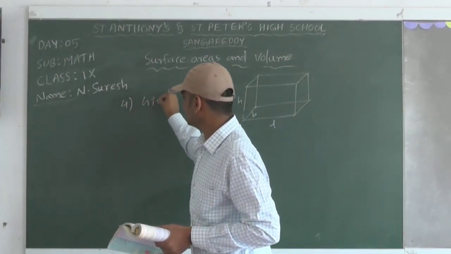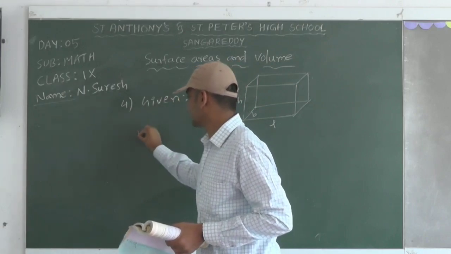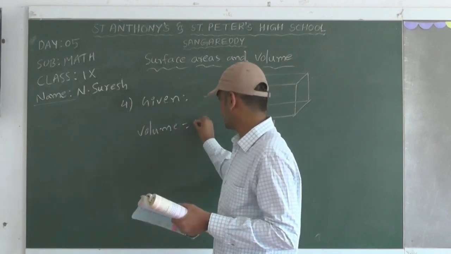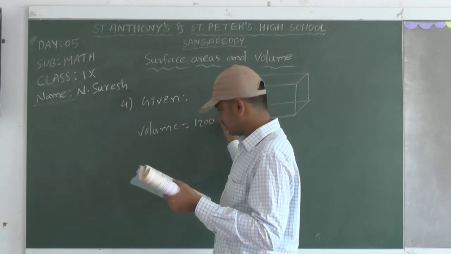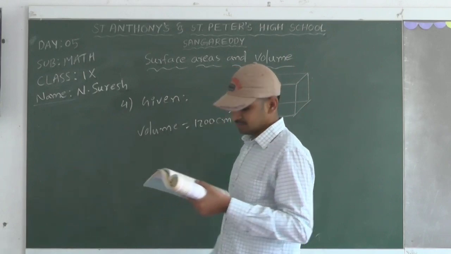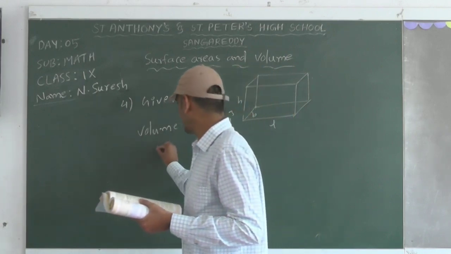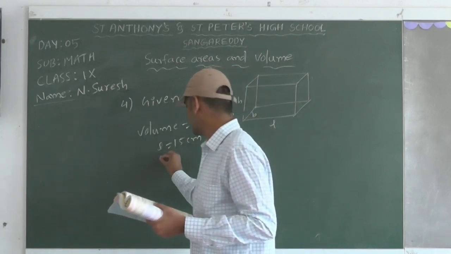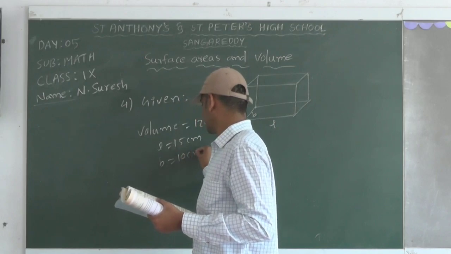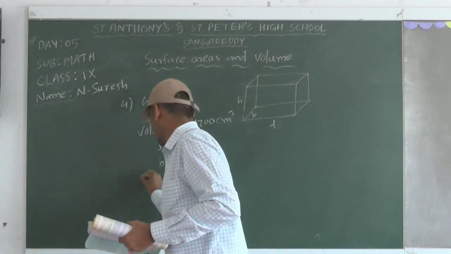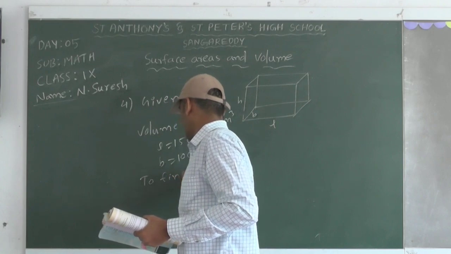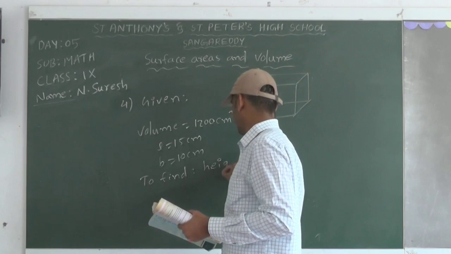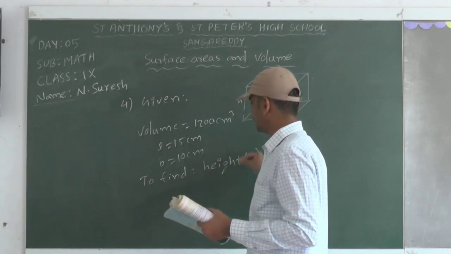Given: volume is given, volume equals 1200 centimeter cube. Next the length is given, L equals 15 centimeters, breadth equals 10 centimeters. So what do you have to find? To find the height of the cuboid. H we have to find.